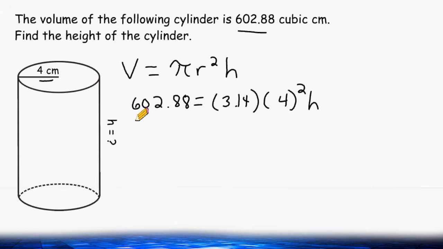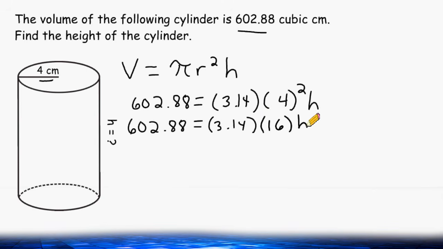Next, we simplify our equation a little bit more. So let's write 602.88 is equal to 3.14 multiplied by 4 squared, which is 16. And we still have to multiply that by the height. Now we can simplify a little bit further by writing 602.88 is equal to 3.14 times 16. So we have to multiply that out to figure out what that is.